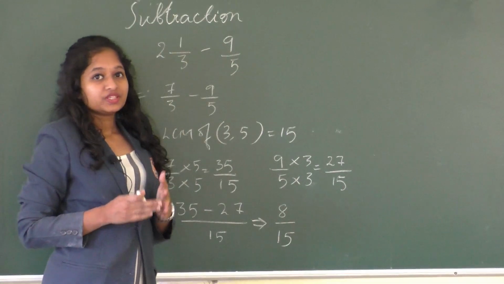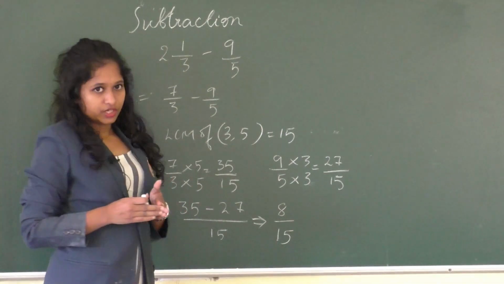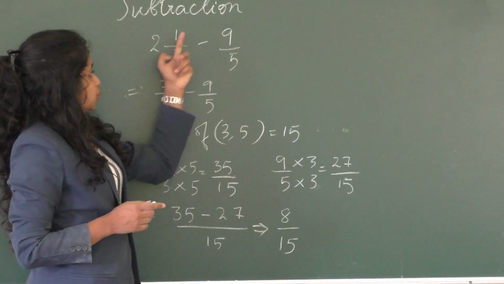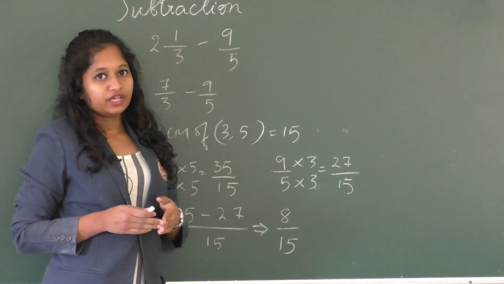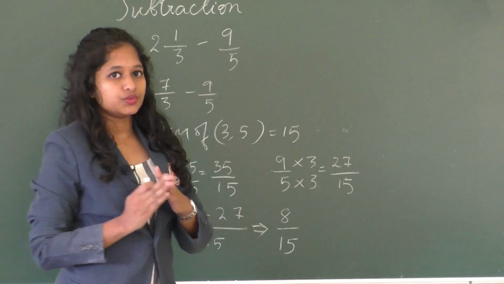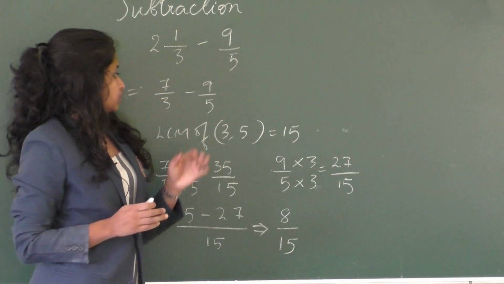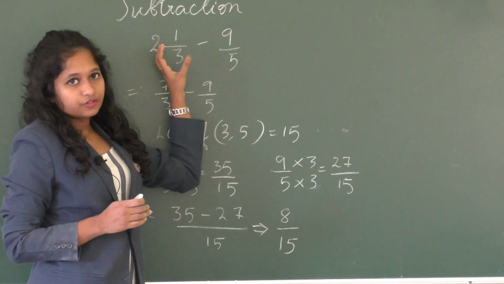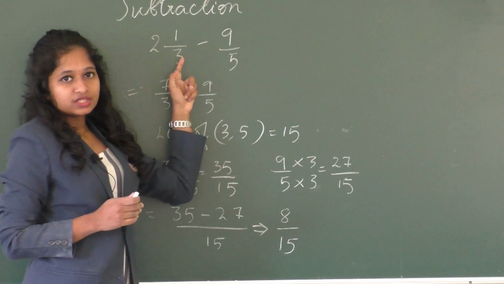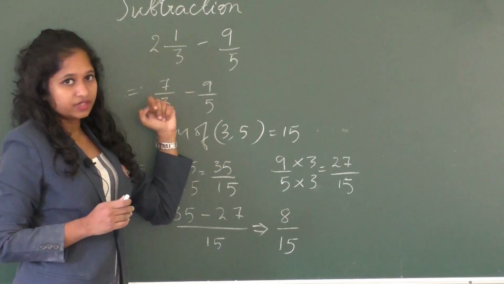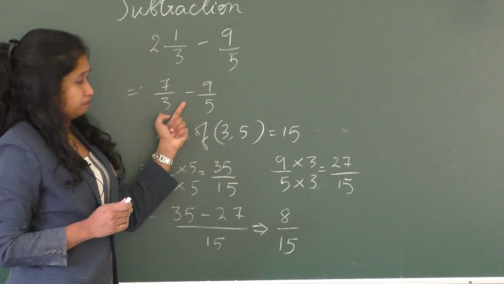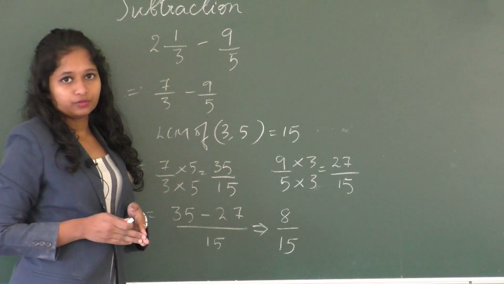Now, let us see subtraction of unlike fractions. Here the question is 2 1 by 3 minus 9 by 5. As we did in the case of addition, let us do for subtraction also. Here the mixed fraction, let us convert. So, we get 2 into 3 is 6, 6 plus 1 is 7. So, this is converted to 7 by 3 minus 9 by 5.